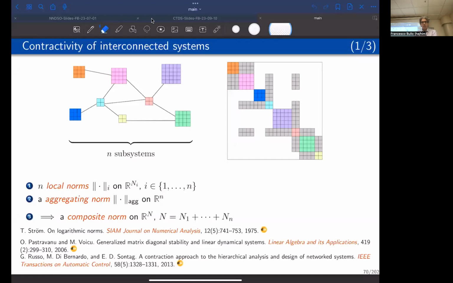And I would like to start today's lecture by briefly reviewing the last subject that we discussed yesterday, which was the contractivity theorem for interconnected systems. And I slightly changed the slides for clarity, so allow me to briefly review them.